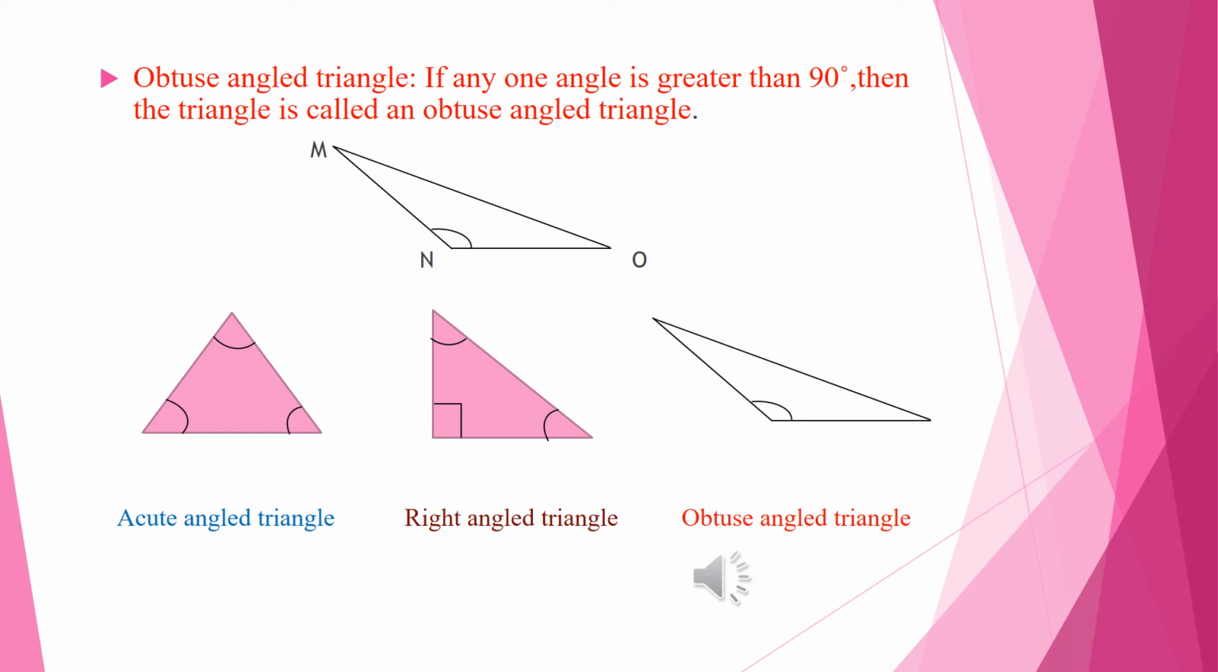Hope you all understood what is an acute angle triangle, what is a right angle triangle, and what is an obtuse angle triangle. Below are given examples of each. If each angle of a triangle is less than 90 degrees, that triangle is called an acute angle triangle. If any one of the angles is 90 degrees or a right angle, then that triangle is called a right angle triangle. If any one angle is greater than 90 degrees, then that triangle is called an obtuse angle triangle. Hope all these three triangles based on angles are clear to you all.